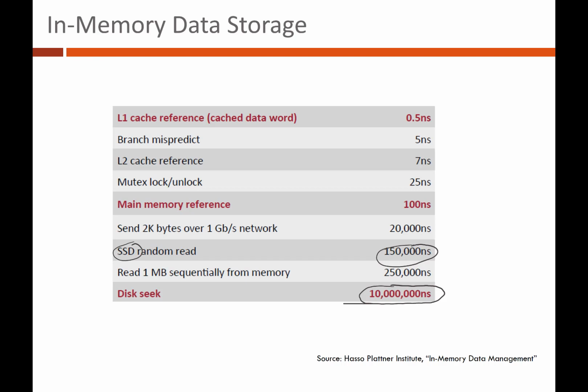But notice this, main memory, 100 nanoseconds. And if you can actually read it from L1 cache, half a nanosecond. So when you're talking about a difference between 10 million nanoseconds and 100 nanoseconds, that's not like saying it's a little bit faster. It's so much faster as to not even be comparable. And that's why this is now kind of a whole new world.